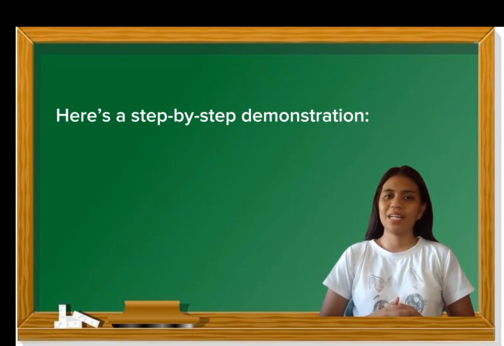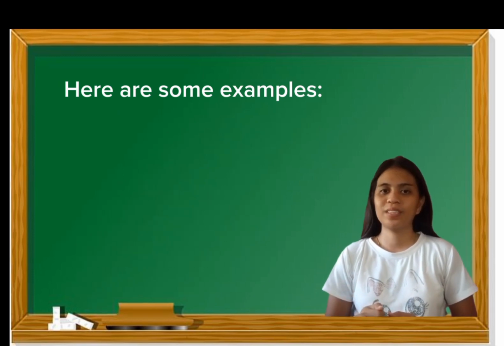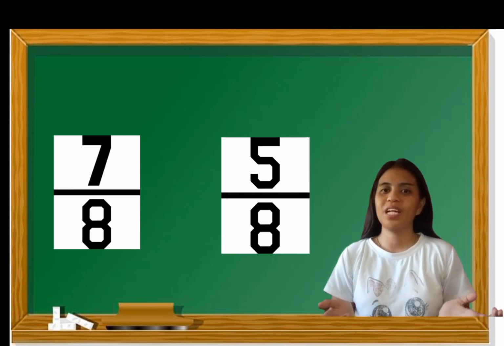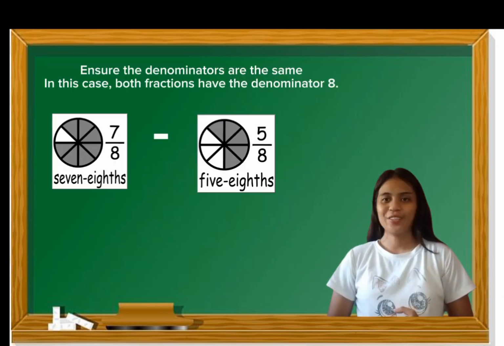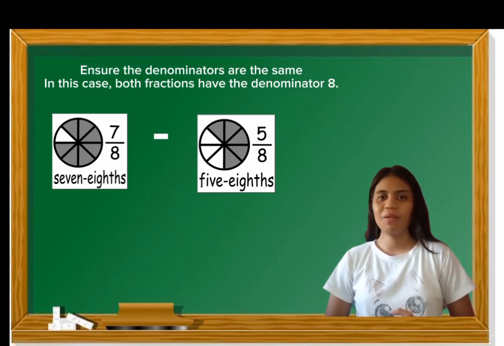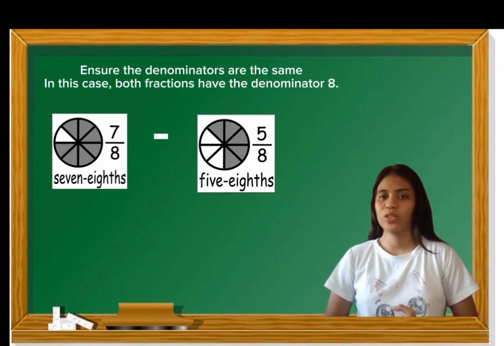Here's a step-by-step demonstration. Here are some examples. Subtract 5/8 from 7/8. Ensure the denominators are the same. In this case, both fractions have the denominator 8. After ensuring the denominators are the same, subtract the numerators. In the first fraction, the numerator is 7, while in the second fraction, it is 5.